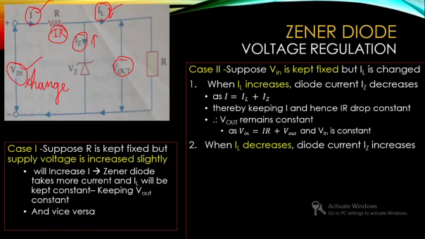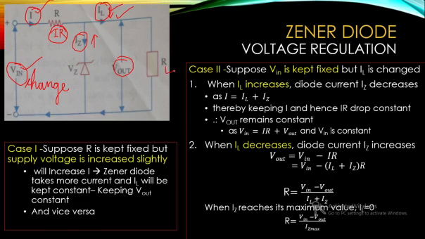The load current is constant, so to keep the load current constant, the current drawn by the Zener will vary. If I increases, IZ also increases; if I decreases, IZ also decreases, so that the current passing to the load resistance RL will always be constant. Based on this we can write some equations.